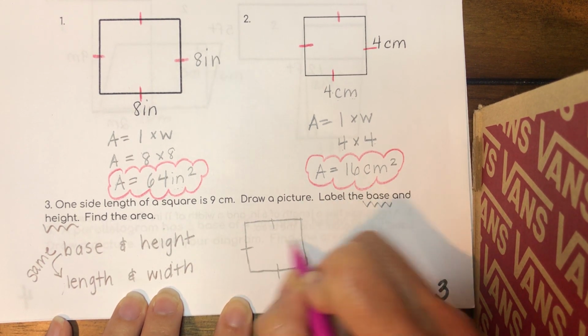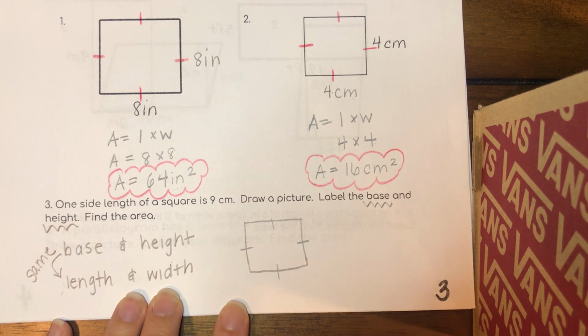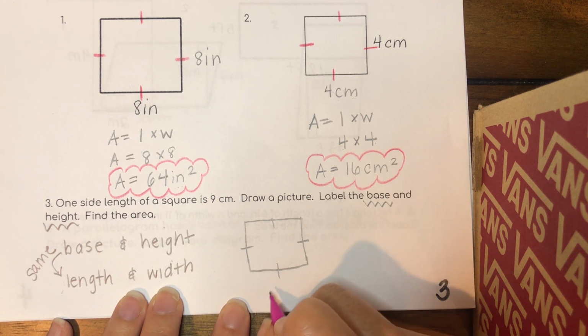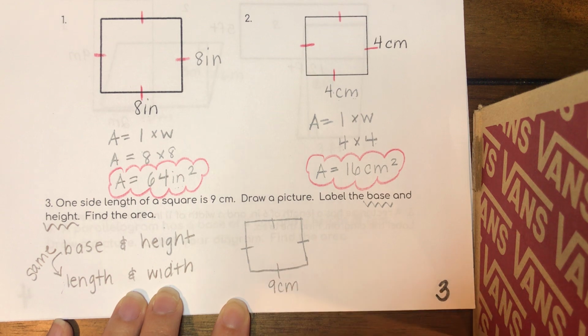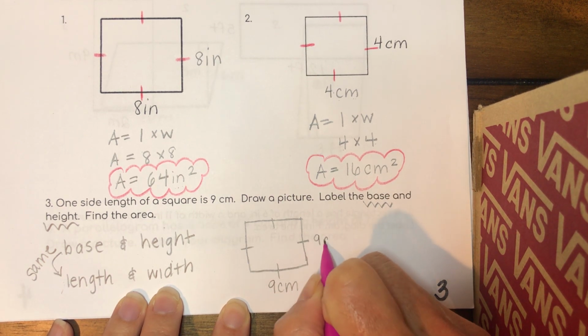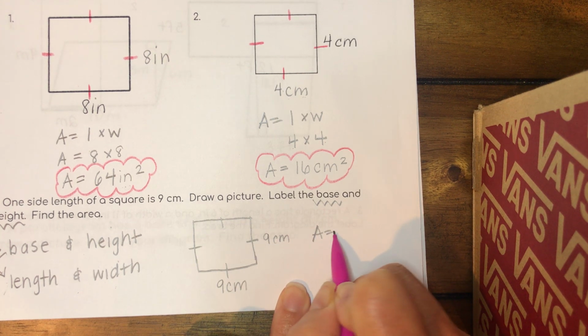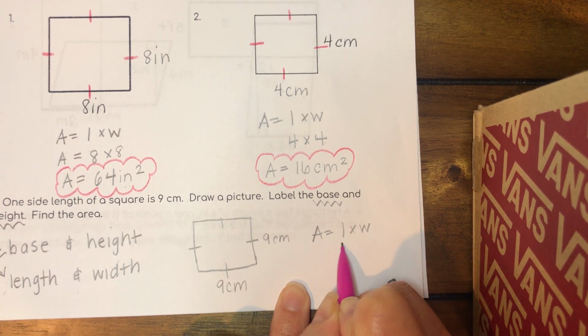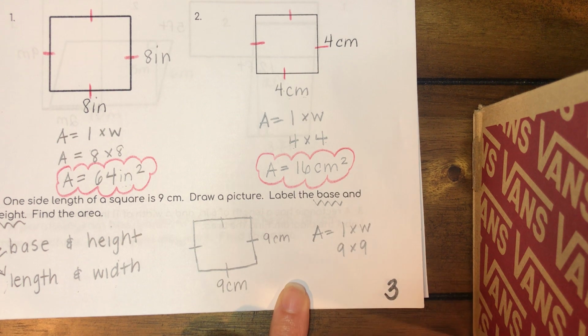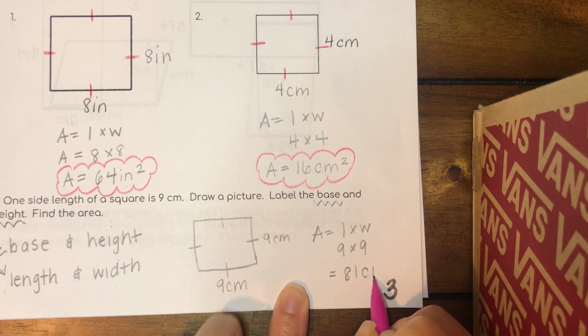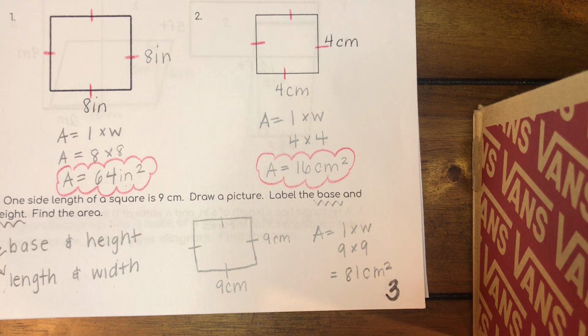All 4 sides are equal. One of the sides is 9 centimeters. So if one of the sides is 9 centimeters, the other one is 9 centimeters. So let's write the formula. Area equals length times width, which is 9 times 9. 9 times 9 is 81 centimeters squared.